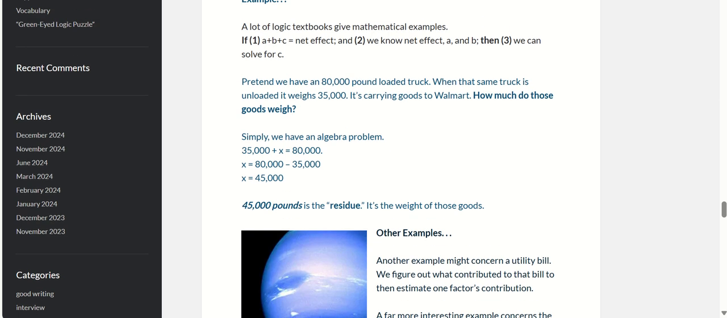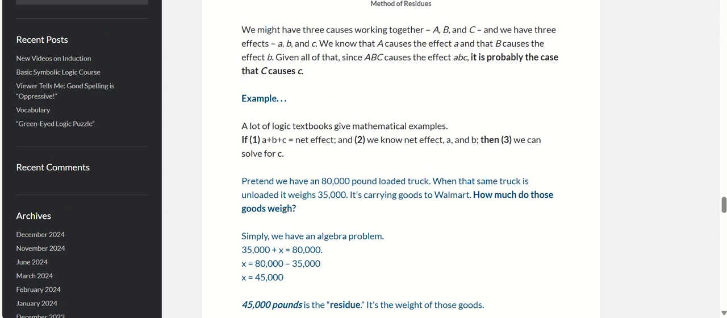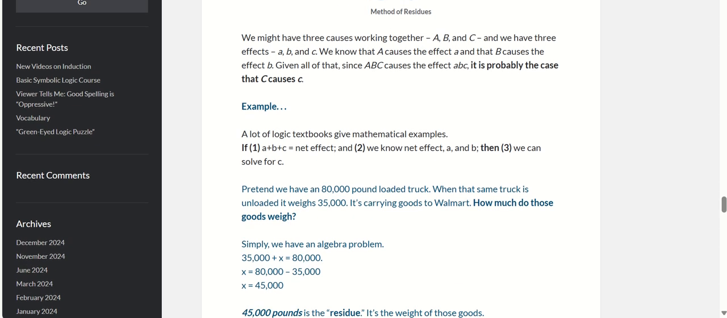Just to give the simple example, this is what a lot of textbooks give. Like if a plus b plus c equals the net effect, and we know the net effect, a and b, then we can solve for c. So pretend we have an 80,000 pound loaded truck. When that same truck is unloaded, it weighs 35,000, and it is carrying goods to Walmart. How much do those goods weigh? Well, obviously that's just an algebra problem, but it's modeled with this method of residues.